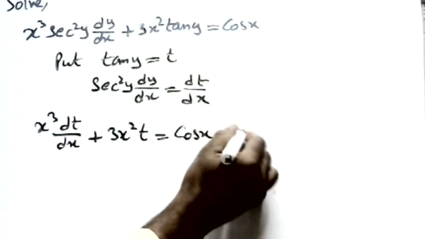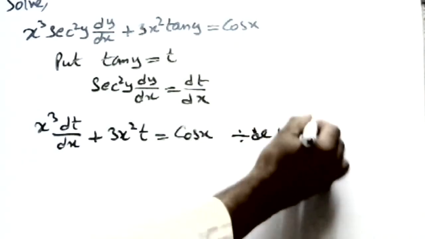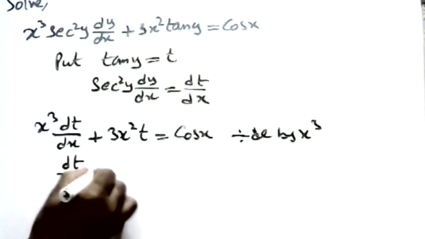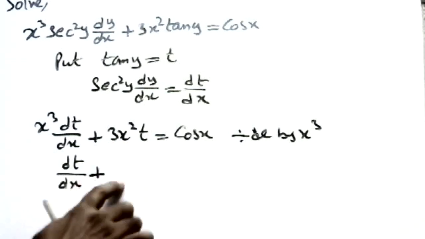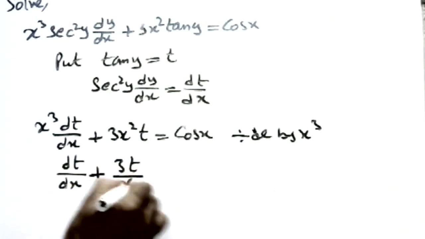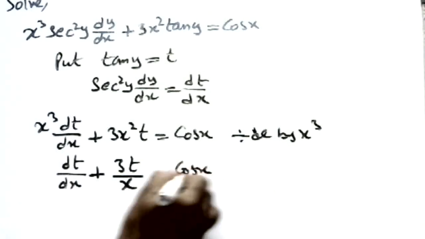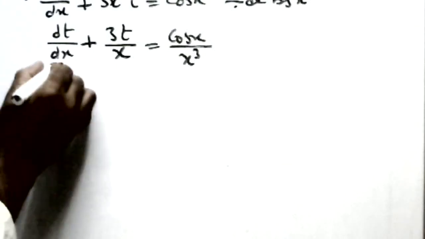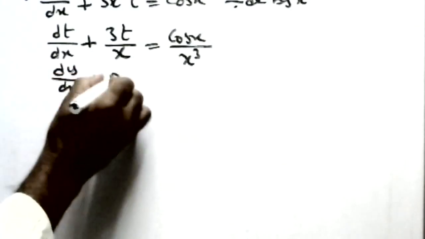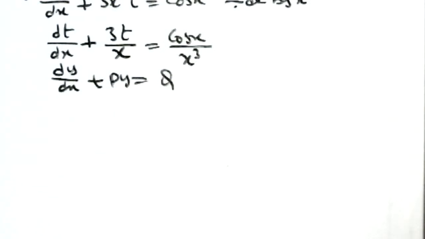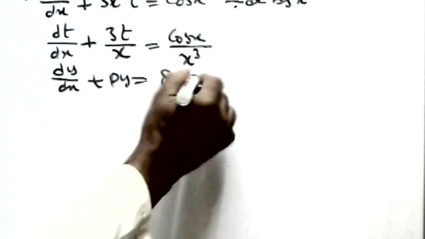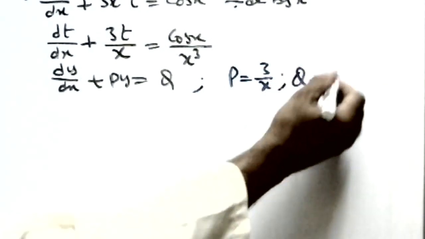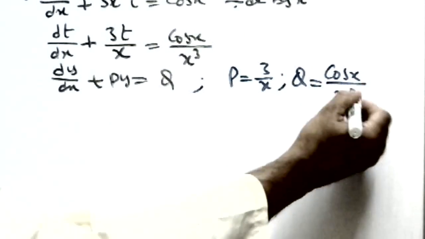Now to bring it in the linear form, we have to divide by x cube. If we divide by x cube, what is left here? dt by dx plus, with x square by x cube, x will get cancelled, we are left with 3t by x equals cos x by x cube. Now compare with the general linear equation dy by dx plus py equals q. So the value of p is 3 by x and q equals cos x by x cube.